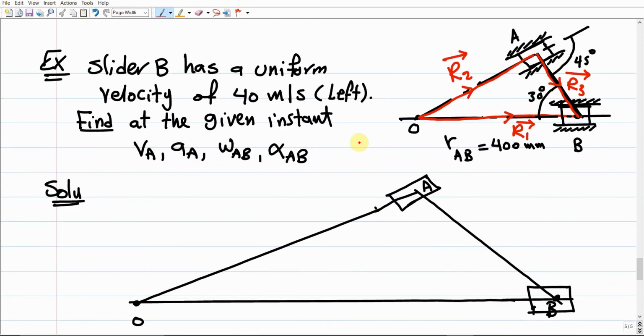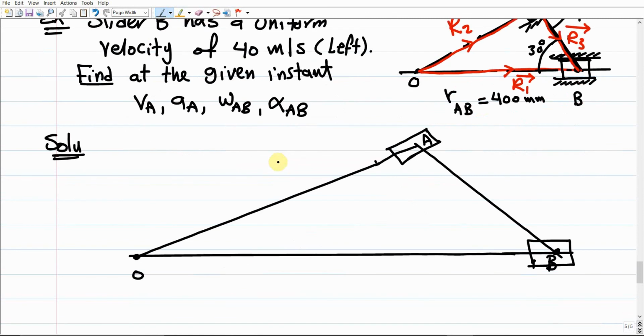So let us set up these position vectors over this detailed drawing of the mechanism. This is gonna be the position vector R2 that moves from point O, let us give a name to this point as point O, to point A, which is slider A. And R1 is gonna be the position vector for the slider B that moves from point O to point B, and there is R3, which is the third position vector as given here.